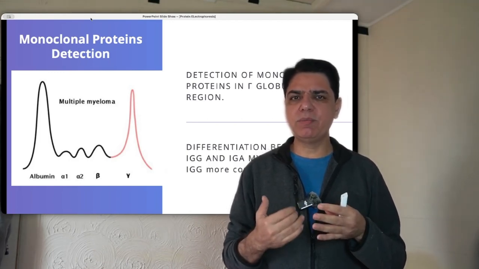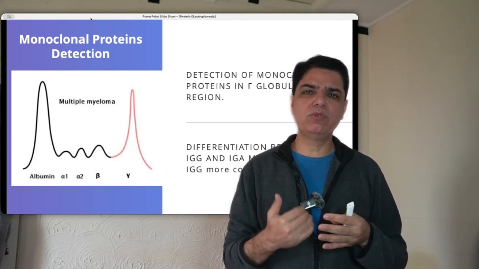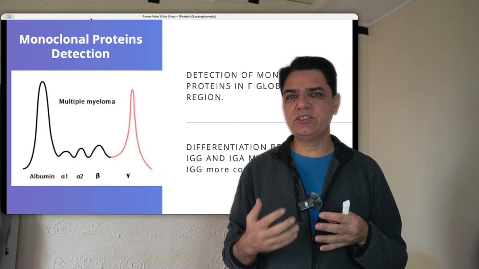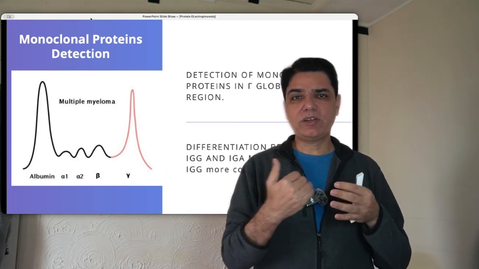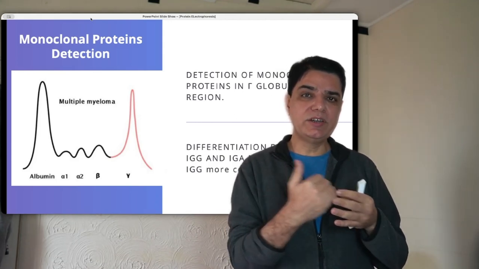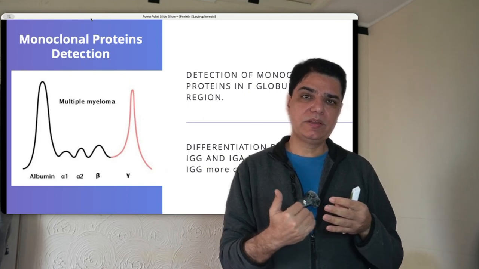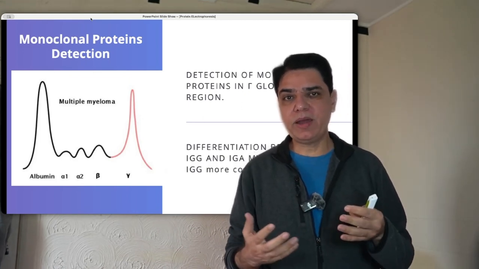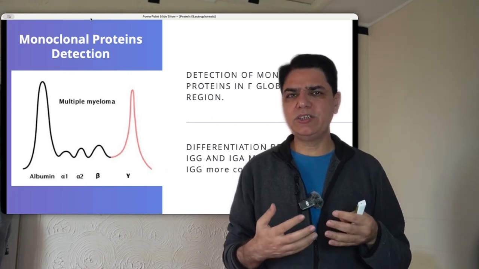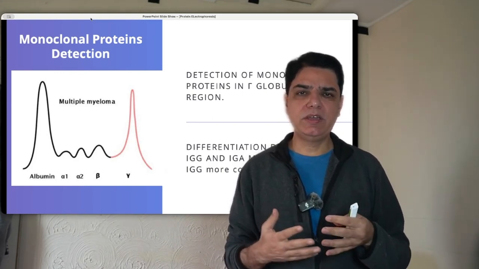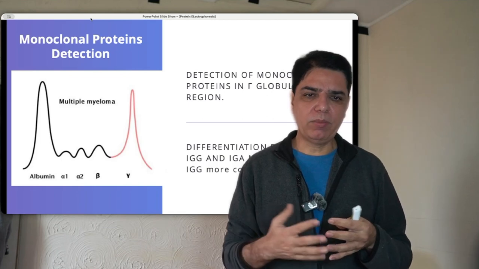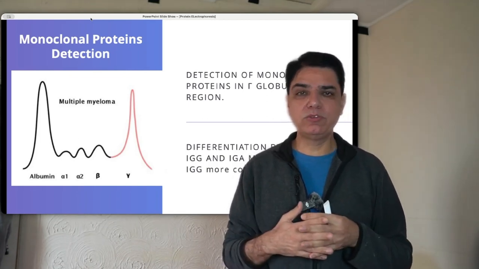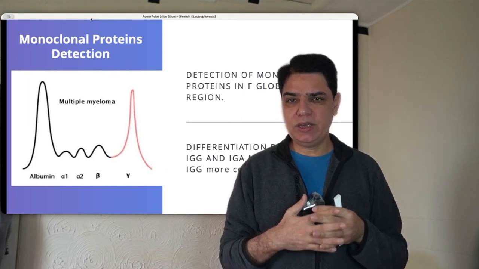So IgG gammopathy is more common as compared to IgA, though we do need to have some more testing, like immunofixation testing, to see what type of immunoglobulins are actually increased when we are talking about this increase in the height of the gamma globulins band. But most of the time it's the IgG gammopathy followed by IgA gammopathy. So IgG multiple myeloma is more common as compared to IgA.